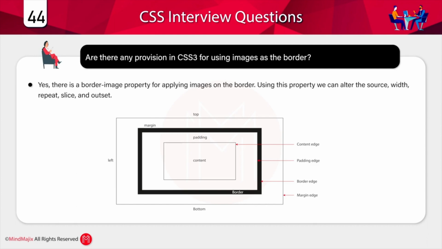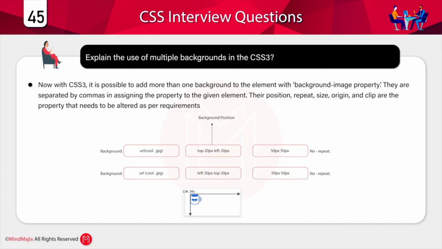Explain the use of multiple backgrounds in CSS3. It's possible to add more than one background to an element using the background-image property. They are separated by commas, like assigning properties to the given element. Their position, repeat, size, origin, and clip can all be set.